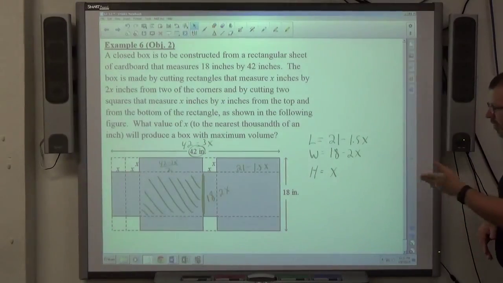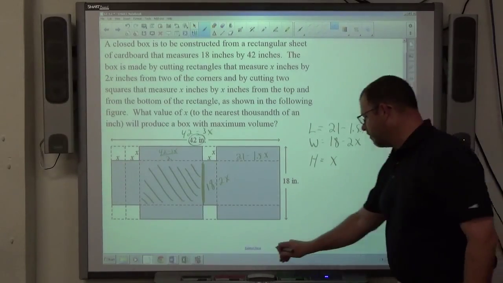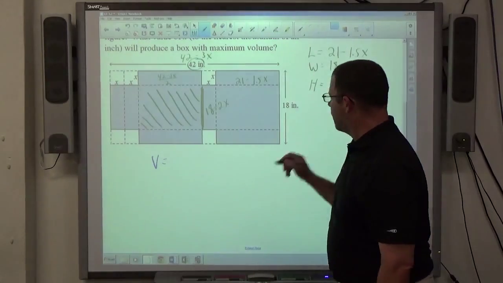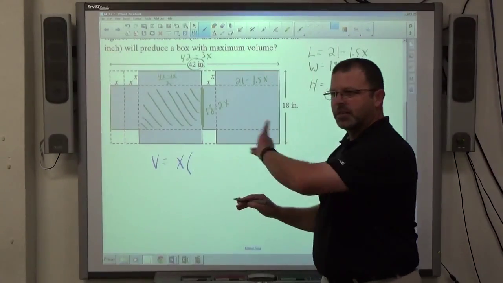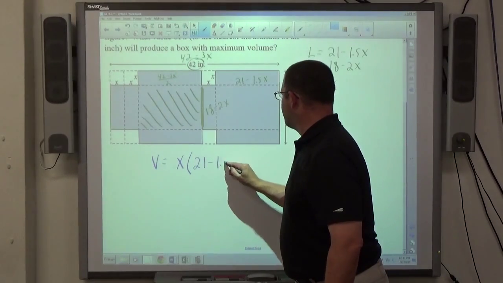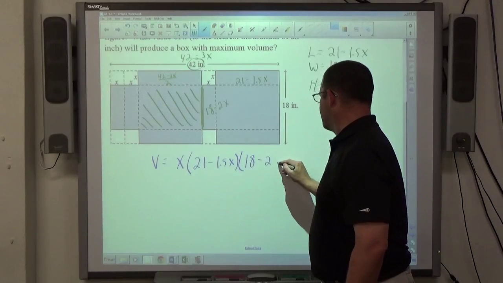So there's my dimensions. Volume is always length times width times height for a rectangular solid. So volume is going to be, I'm going to actually put height in front. I like my single letter x in front. Times length times width. So x times 21 minus 1.5x and 18 minus 2x.